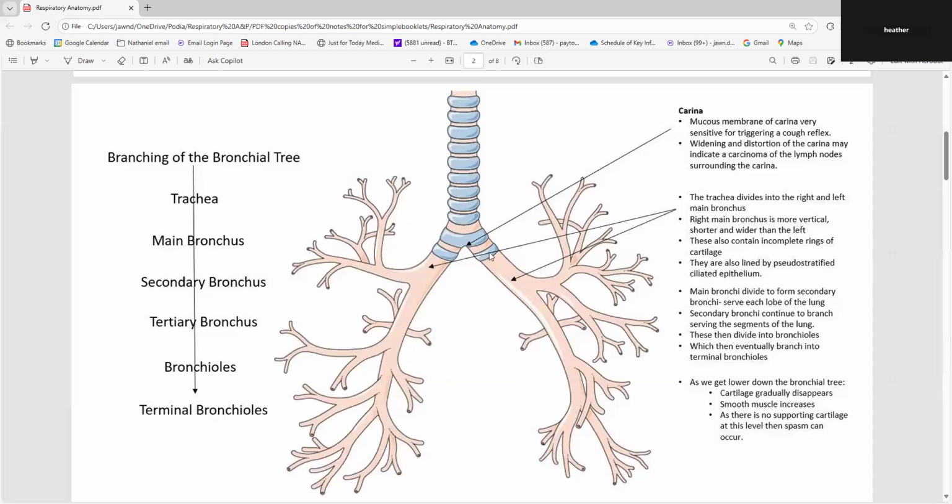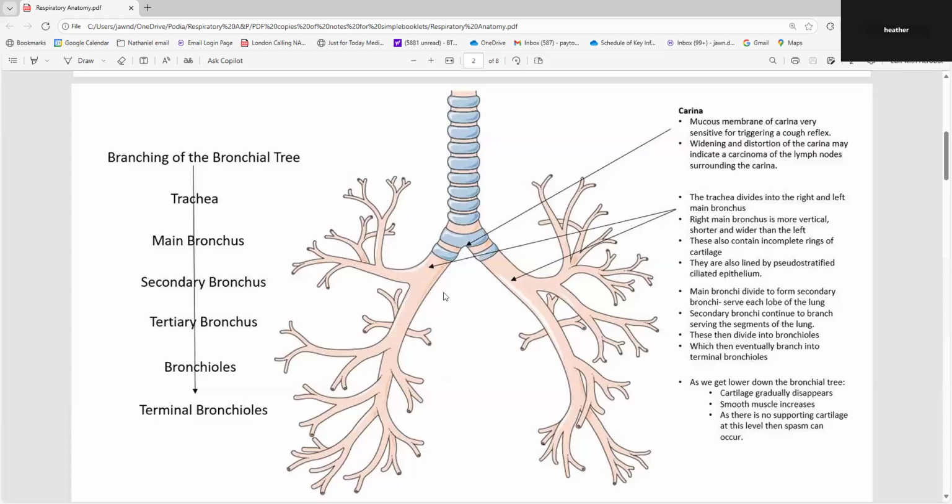And then where they divide, you've got the carina here. The carina is where that division takes place. It's very sensitive for triggering a cough reflex. So if your patient's intubated and they're coughing, and there's nothing you seem to be able to do about it, one of the things you can ask is, where is the tube? Is it really low down and is it touching that carina? If it is, you'll often find that if it's pulled back a centimetre or two, that makes all the difference to the patient. They will hopefully stop coughing.